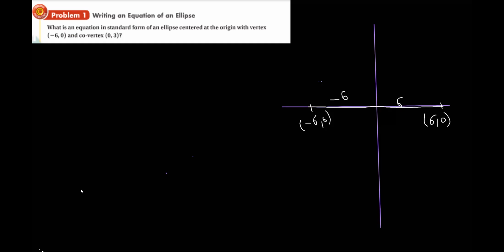Look at the second one now. The co-vertex is 0, 3. And since the distance here is 3, the distance on the other side will also be 3. So the other co-vertex is 0, -3. Now, after that, let's connect between them. So, which type of ellipse do I have now? Is it horizontal or vertical? Horizontal.